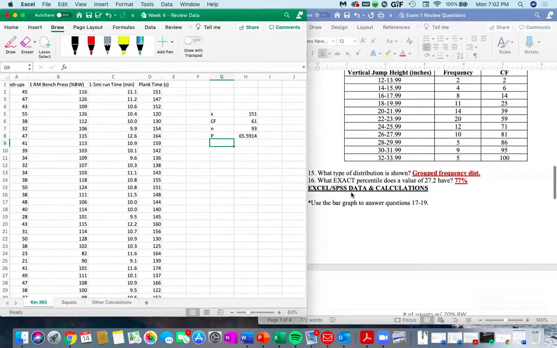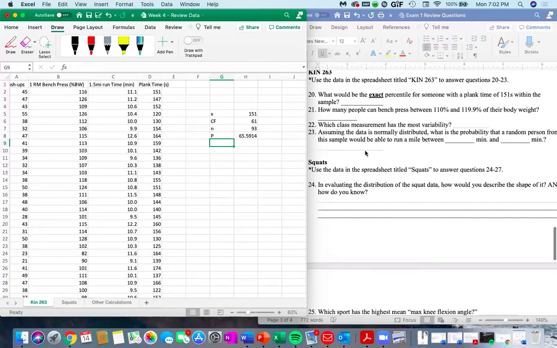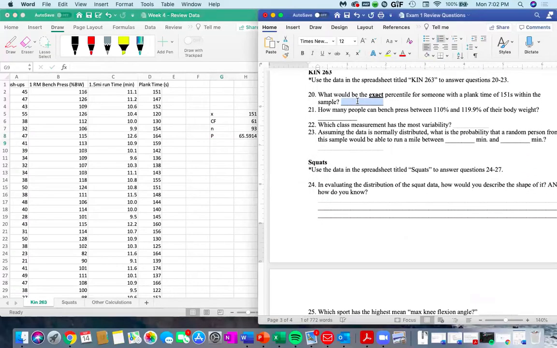So I'm going to scroll back down. All right, so exact percentile. Let's round again to the hundredth place. We would say this person is at the 65.59th percentile. It's worded horribly, but the answer is 65.59%. Okay.